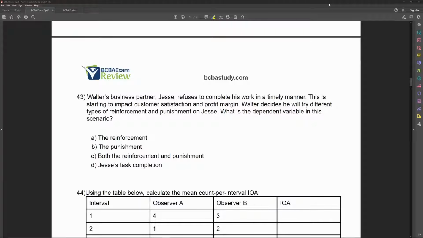The dependent variable is going to change, hopefully, based on our IVs. So the dependent variable is going to be Jesse's task completion. Hopefully, we can change Jesse's task completion by adding and removing our IVs, which in this case are the reinforcement and punishment.